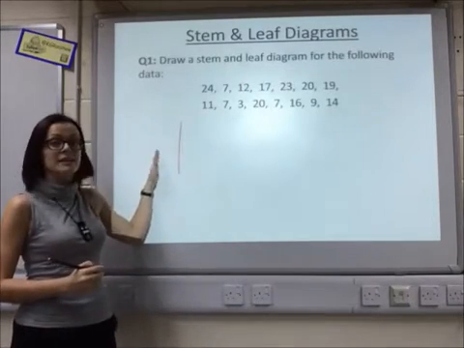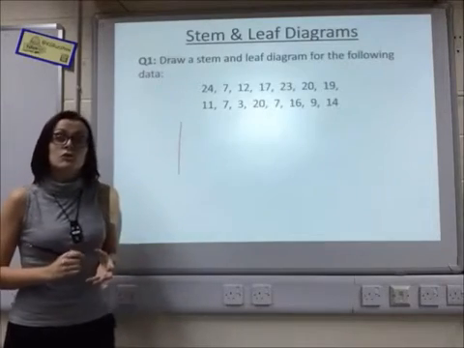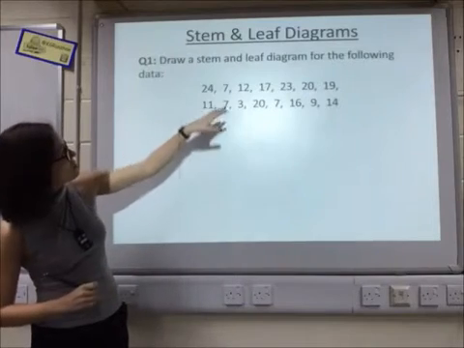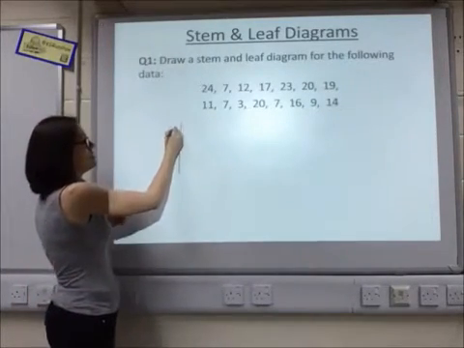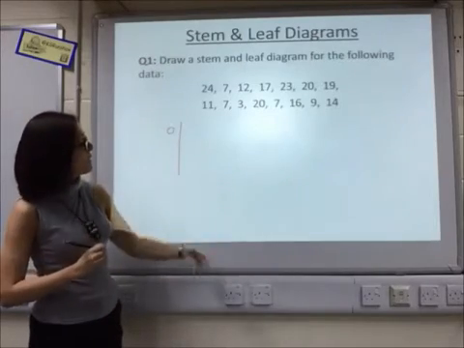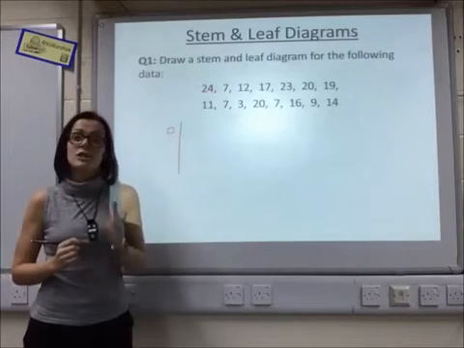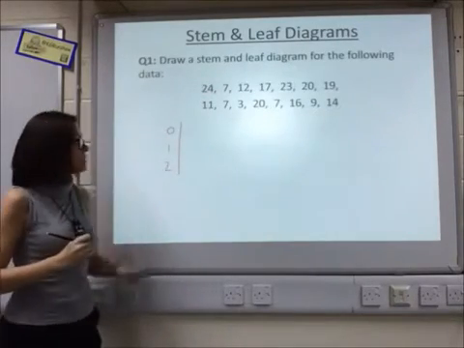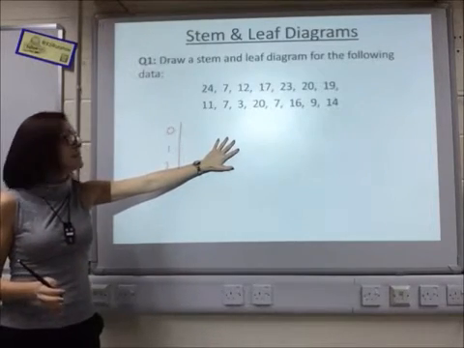Now, the left-hand side always has the tens digits of your numbers, and the right-hand side just has the units digits. So we need to check out what our smallest number is. Our smallest number is 3. That's got a tens digit of 0. And our biggest number is 24, and that's got a tens digit of 2. So we're going to go 0, 1 and 2. So they're my tens digits. Now on the right-hand side, I only write the units digits.